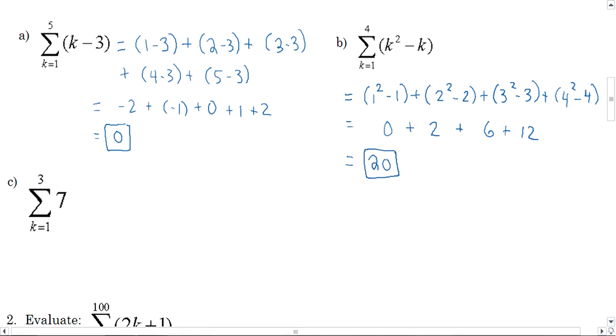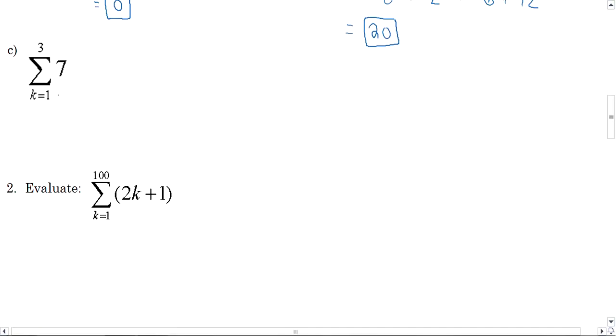Okay, why don't you try the next one? It's a tricky one. With this one here, you'll notice that there is no k in the general term. If there isn't, then I can't plug anything in, so all I can really do is just write this number for when k equals 1, that's the first term, 7.